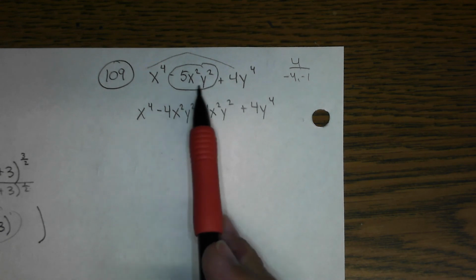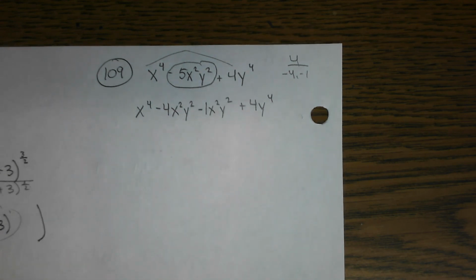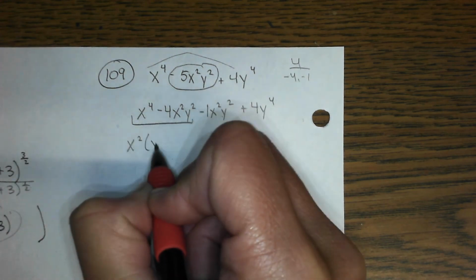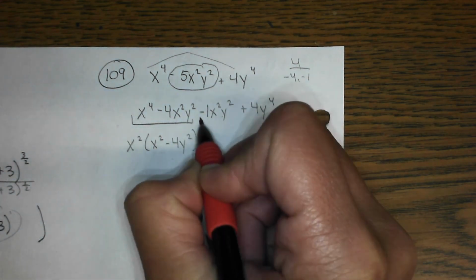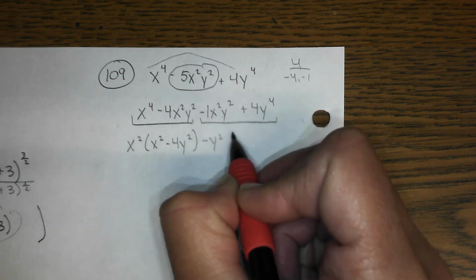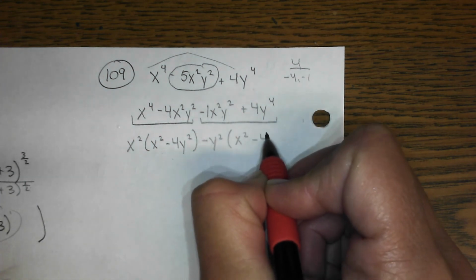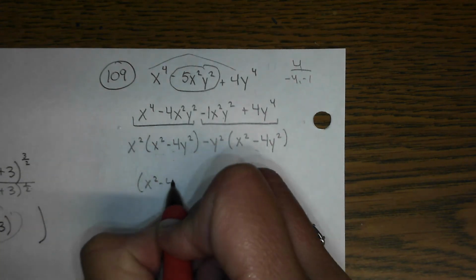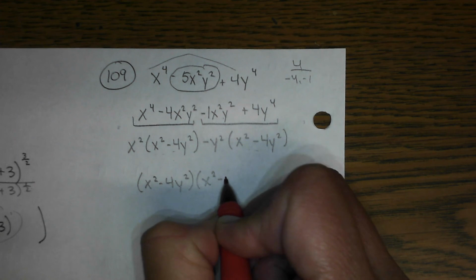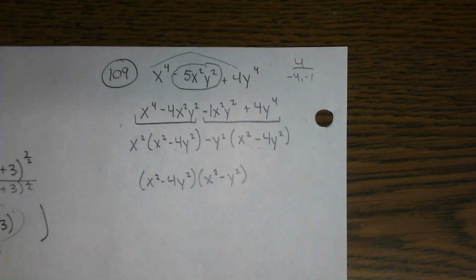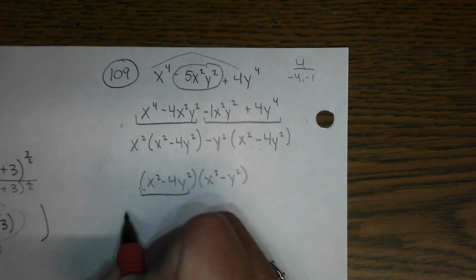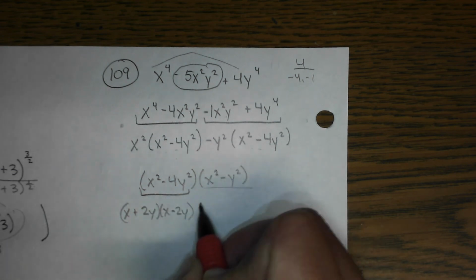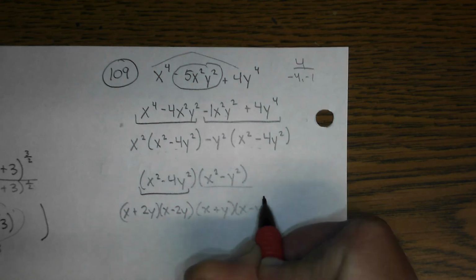Whatever that middle term's concoction of letters is after the fact, that stays on each one of those. You're uncombining like terms, you group, pull out an x squared. You group here, pull out a negative y squared, it looks like. And those are matching, so we're good there. But I'm noticing that each one of these is still the difference of perfect squares. So this will be x plus 2y and x minus 2y. And this will be x plus y and x minus y.